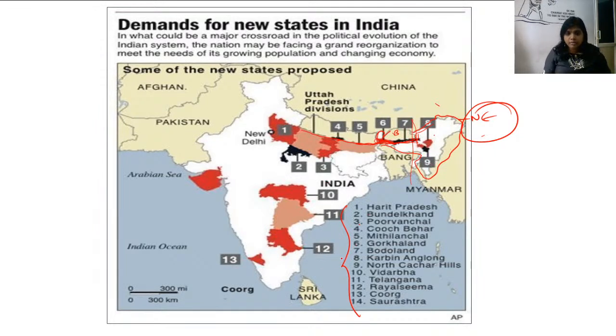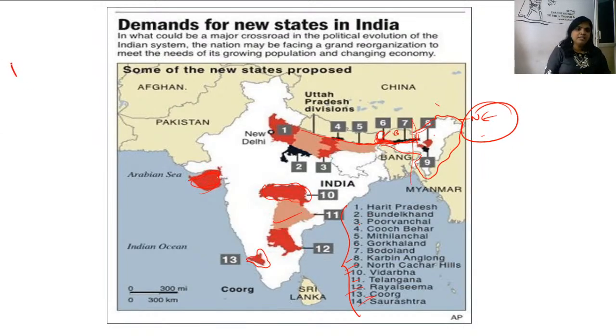And you also have many other demands like Kargil, Angul, North Cachar Hills, Vidarbha. This is also becoming very big. It's a part of Maharashtra, and a huge demand is going on. Telangana anyway is being completed, and Rayalaseema, yes, this demand was also there. Hopefully we expect that it should not go into a serious mode. And 13th, Coorg also has a demand. Coorg is a very beautiful area for tourism. And the 14th, Saurashtra, part of Gujarat. This area also has a request for new states.